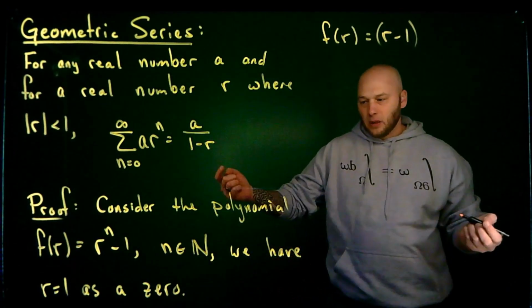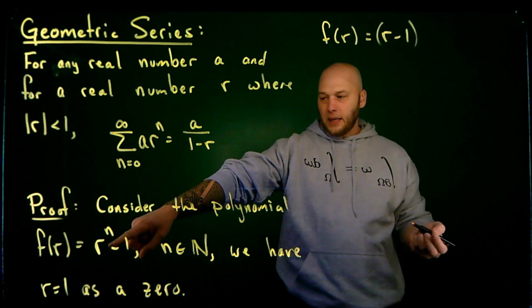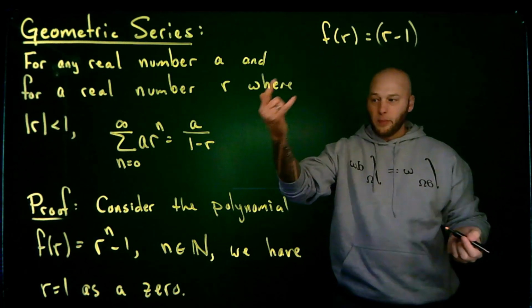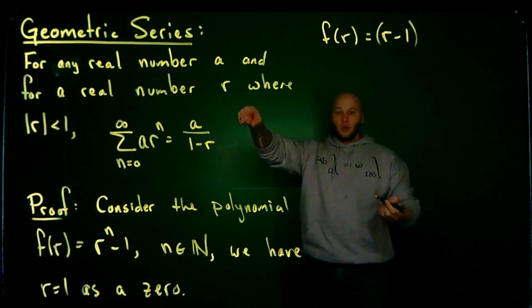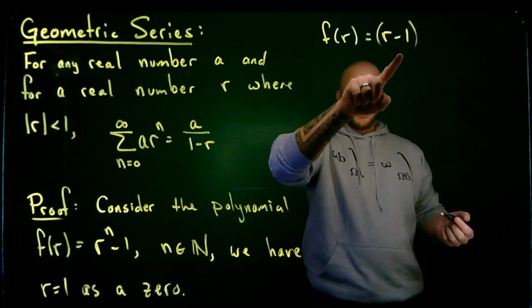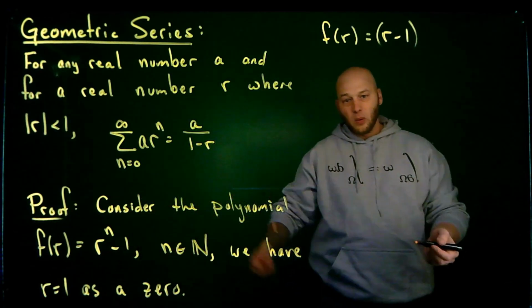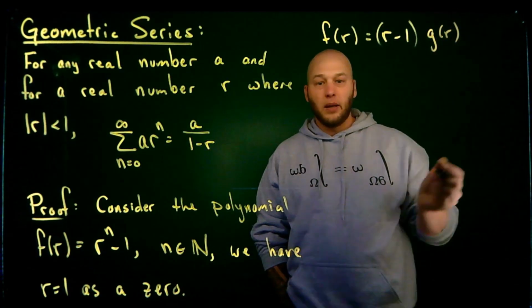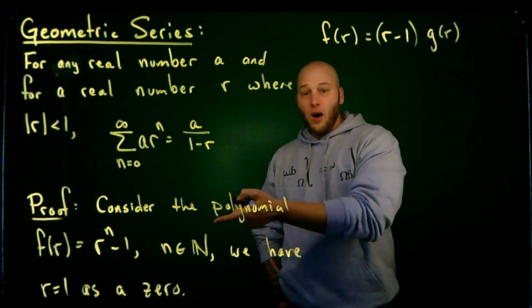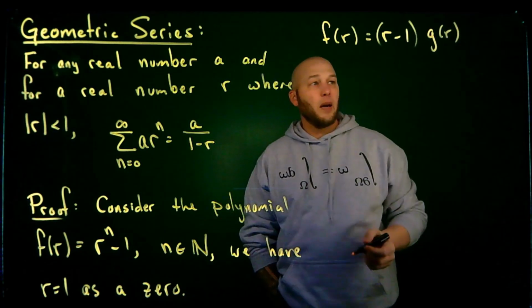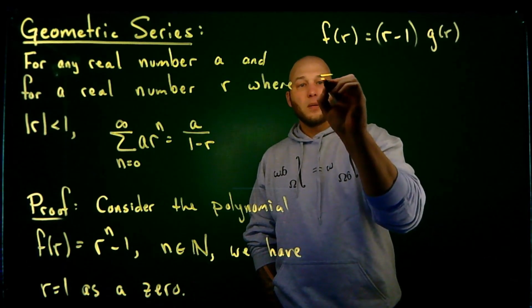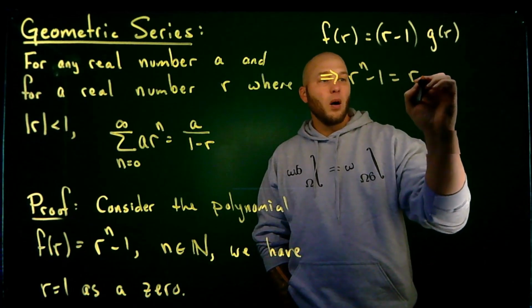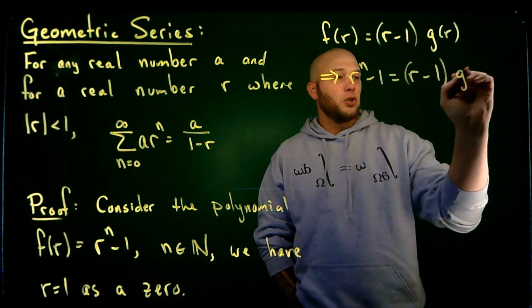And you know, this is going to hold for any positive integer n. So in case n is 1, then of course it would just be r minus 1. But if n is 2, 3, 4, then this is a first degree term, and this would be an nth degree term where n is bigger than 1. What that means is there's going to be more terms. I'll just label it as g of r. But I also know that f of r, by definition, was r to the n minus 1. That means r to the n minus 1 is equal to r minus 1 times g of r.